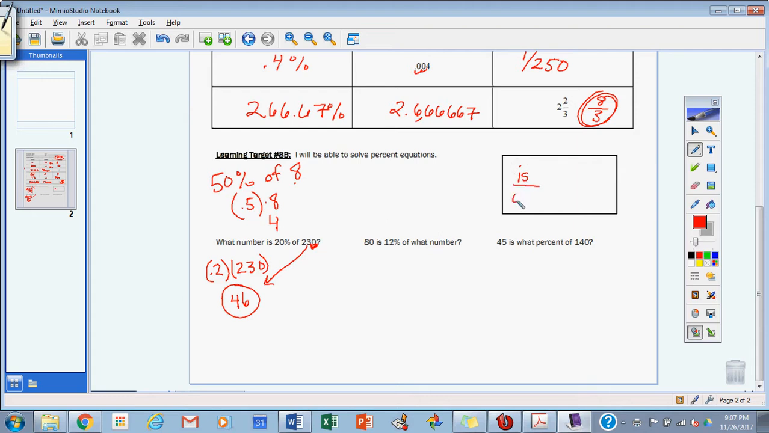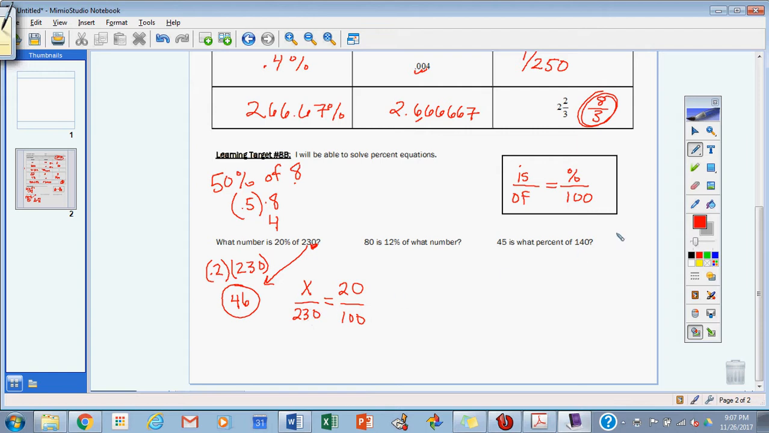This is something you probably learned a long time ago: is over of equals percent over 100. No shame in using it if you need to, okay? But what it means is it's a nice little visual for how you would set up a proportion. So what number is? That's the thing you don't know, so that would be an x. 20%, the percent, whatever's got a percent on it is always up in the upper right, so that would be 20. 100 is always right here because we're taking a percentage out of 100. So the of number is actually 230.